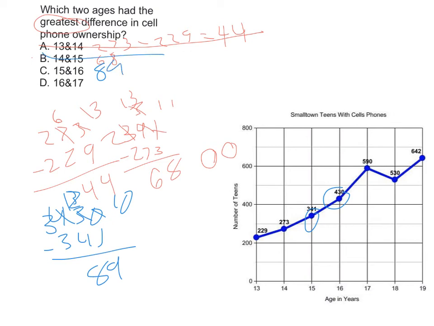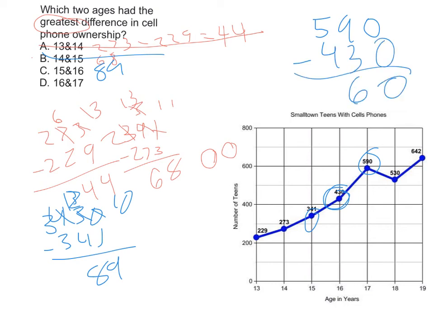And then we're looking from 16 to 17, which does appear to be the biggest jump on the graph. 590 minus 430. This one actually has no borrowing in it. So 160, which is almost double C, which makes the jump between D, 16, and 17 the greatest.